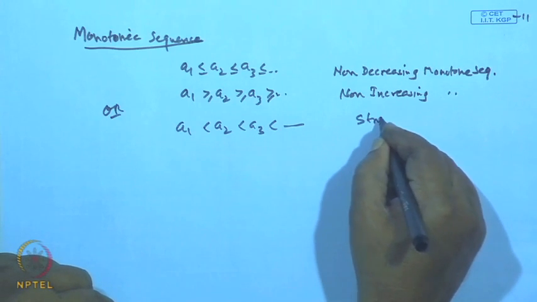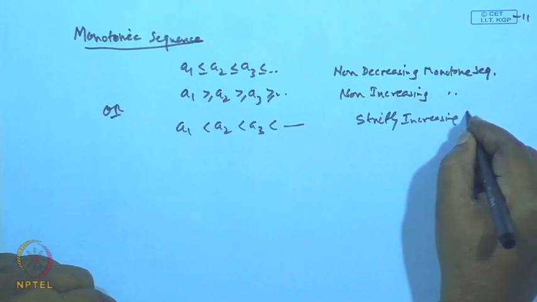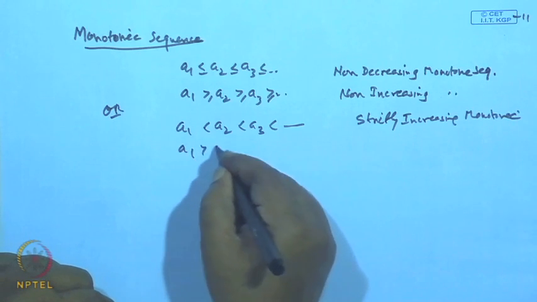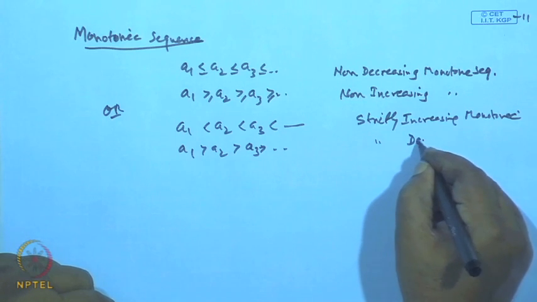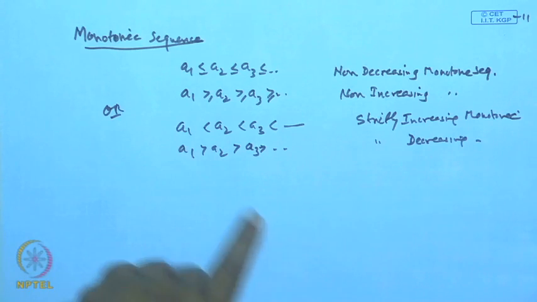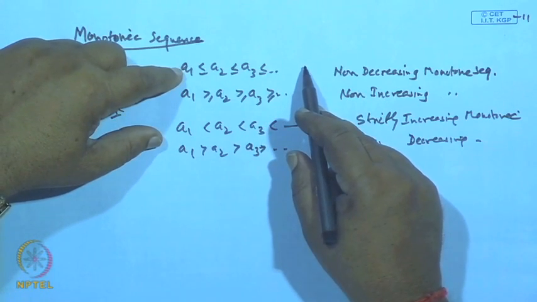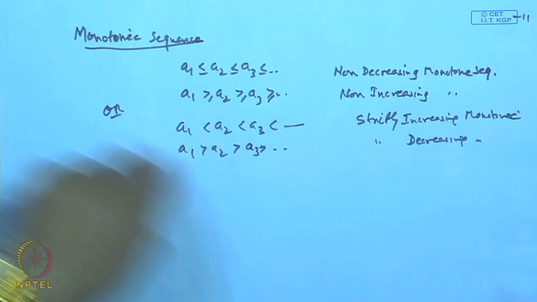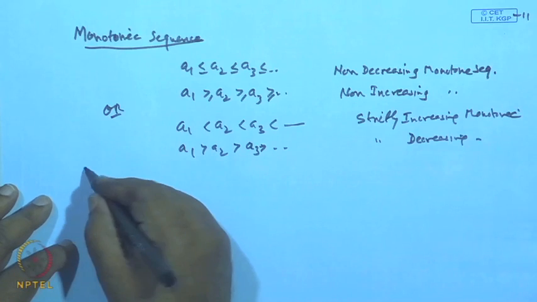Or if we have strict inequalities, then it is called a strictly increasing monotone sequence. And if we have the reverse, then we say strictly decreasing. Now, if these monotone sequences are there and a non-decreasing sequence is bounded above, then it will have a limit. If a monotonic decreasing sequence is bounded below, then it will also have a limit. So, these two results we have already discussed, is it not?